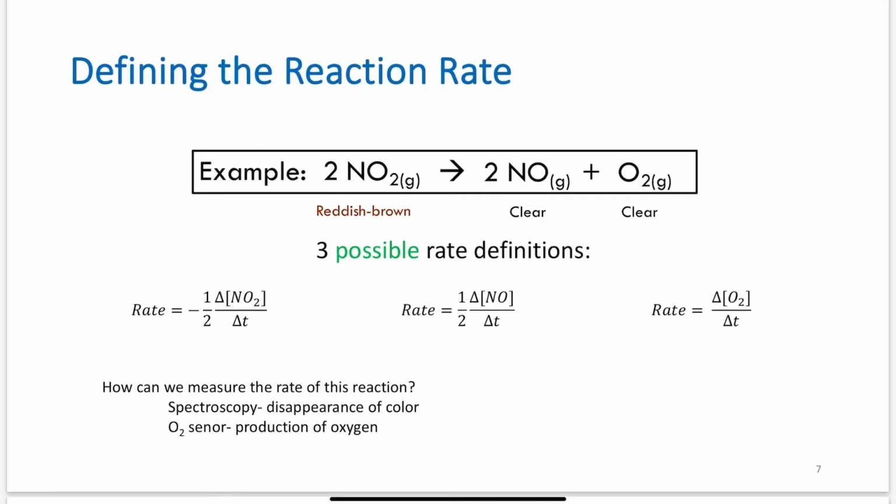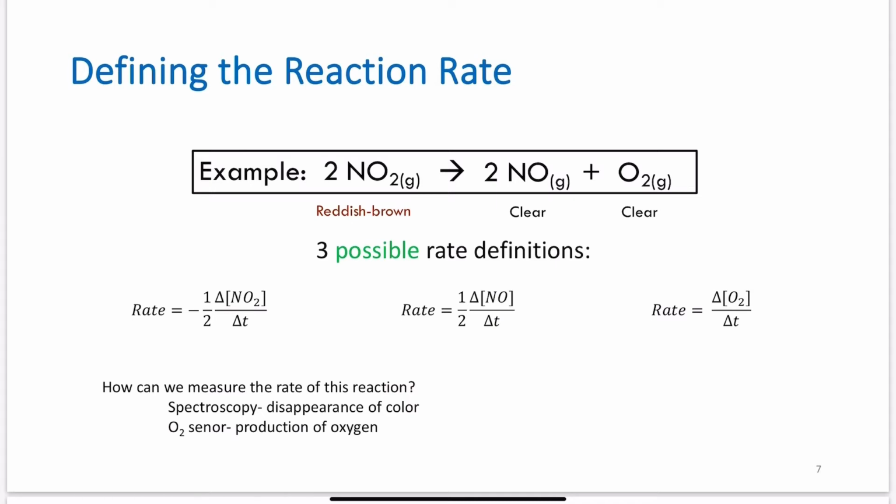So let's apply what we've just talked about to an actual reaction. In this reaction, we have 2 moles of NO2 reacting to produce 2 moles of NO and 1 mole of O2. Everything's in the gas phase. We have 3 possible rate definitions for this reaction. We can say the rate is equal to negative 1/2 change in concentration of NO2 over change in time. The rate is equal to 1/2 change in concentration of NO over change in time, or the rate is equal to the change in concentration of O2 over change in time.